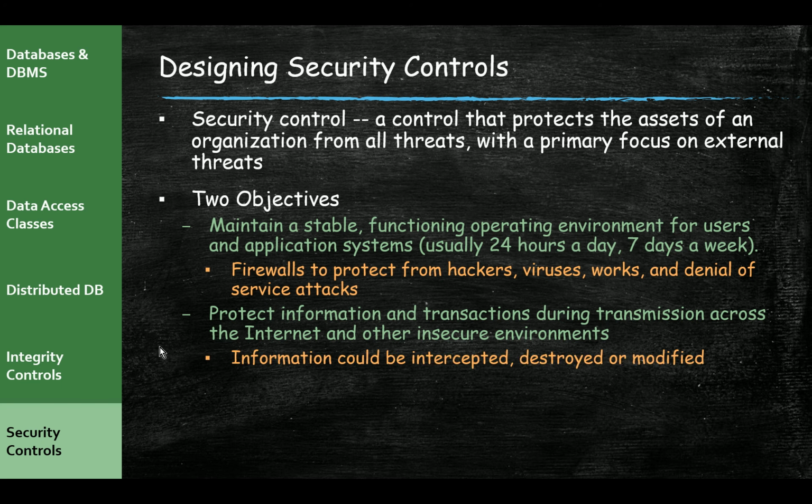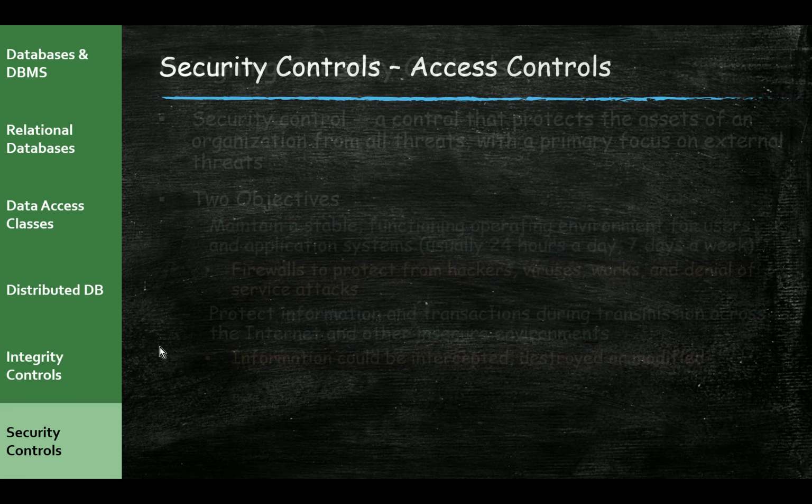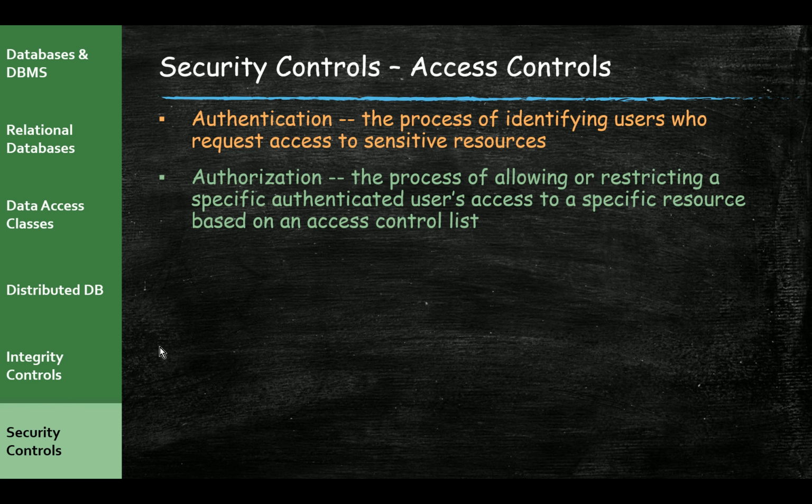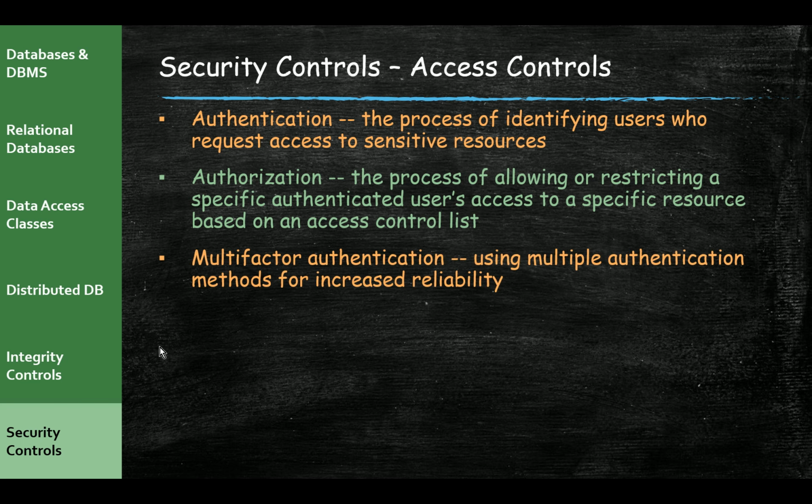So information could be intercepted, destroyed, or modified. So access controls. One way is authentication. Authentication is the process of identifying users who request access to sensitive resources, while authorization, which is a little different, is the process of allowing or restricting a specific authenticated user's access to specific resources. So to put this in other terms, authentication is who you are, and authorization is what they are allowed to do. So we want to make sure we have that baked into our system.